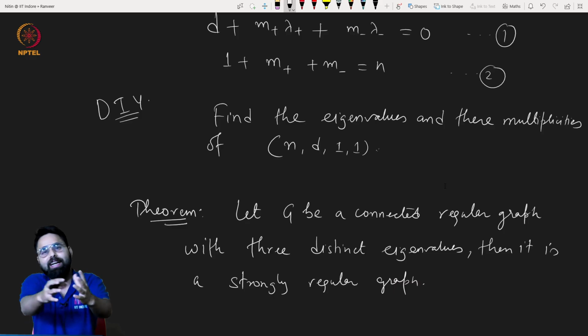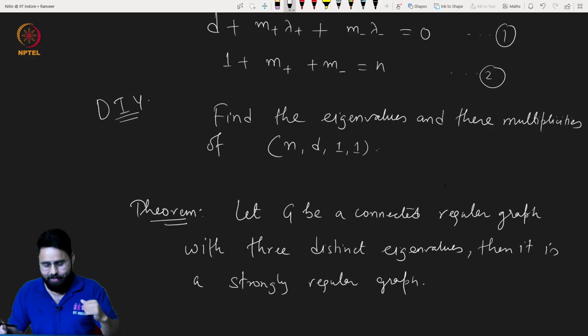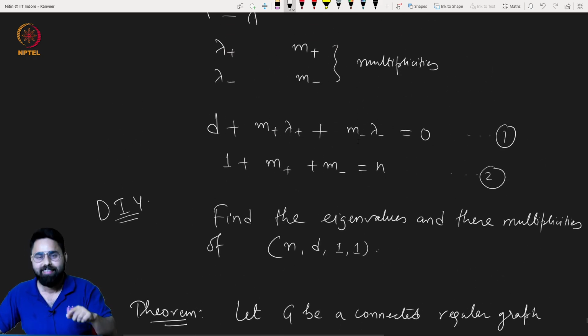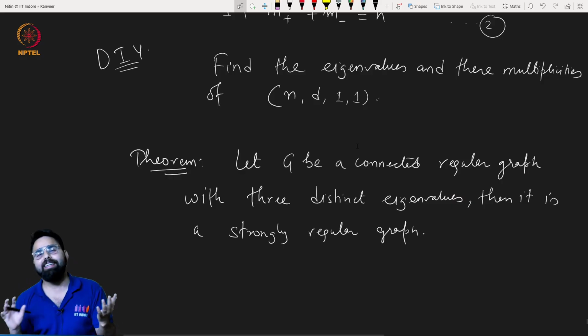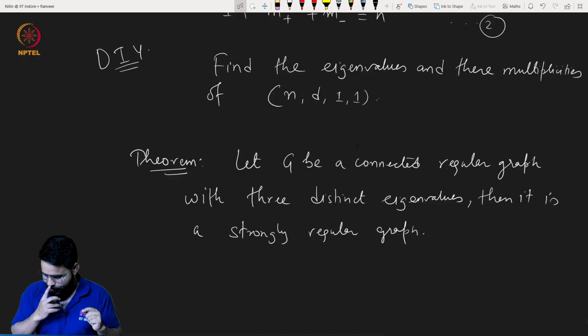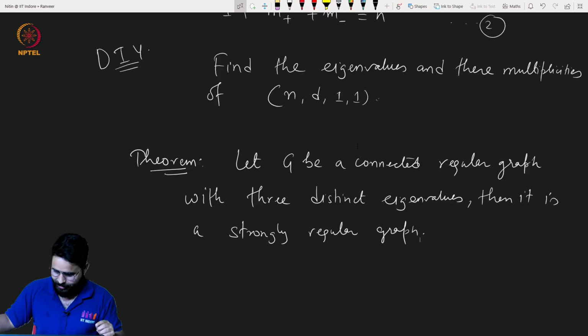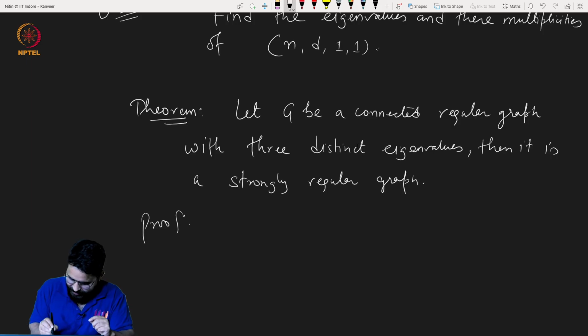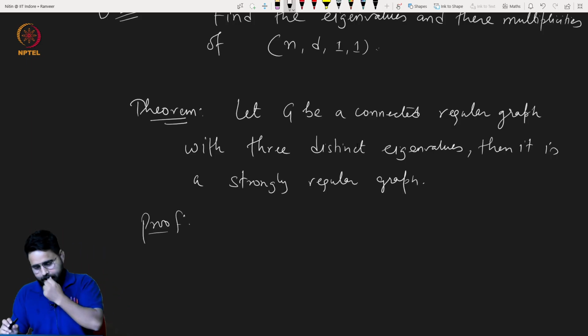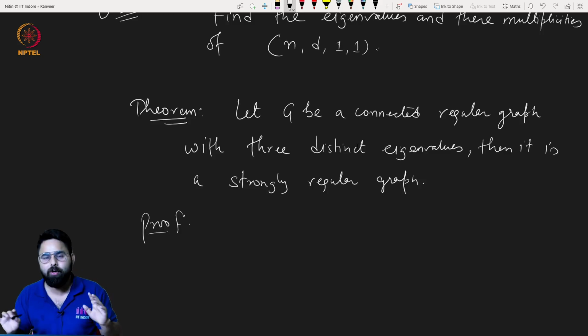Earlier we have proven that if a graph is strongly regular, we were able to get three distinct eigenvalues, right? I mean, you have to prove why these will be distinct, which is not very difficult to see. And now when there are three distinct eigenvalues, the graph is strongly regular. And remember, we are talking about regular graphs. Okay, so proof. We have assumed that the graph is not a complete graph and it is not an empty graph, null graph. So we are talking about other regular graphs.